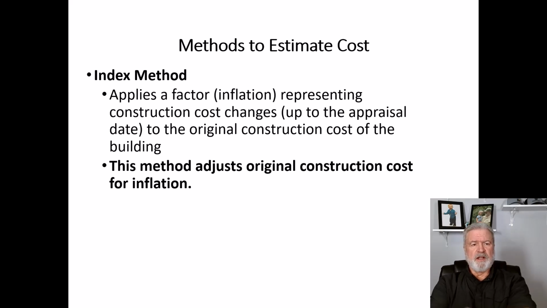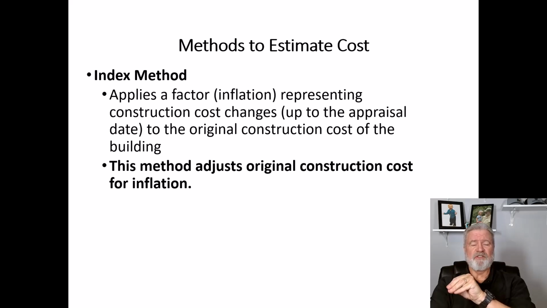It says this method applies a factor, and the factor we're going to be dealing with here typically would be things like inflation. But it would apply a factor representing construction cost changes up to the appraisal date to the original construction cost of the building. So what something cost a year ago, it may not be what it would cost today, right? Because there's inflation. The cost of material could go up. It could potentially go down.